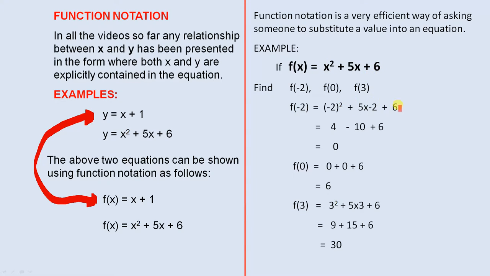So we've done that and we simplify that and we have that f(-2) equals 0. That's the same as saying y equals 0 when x equals negative 2. In a similar manner, f(0) equals 6, so you substitute 0 into the equation and that gives you f(0) equals 6. For f(3) you substitute x equals 3, simplify and it gives you that f(3) equals 30.